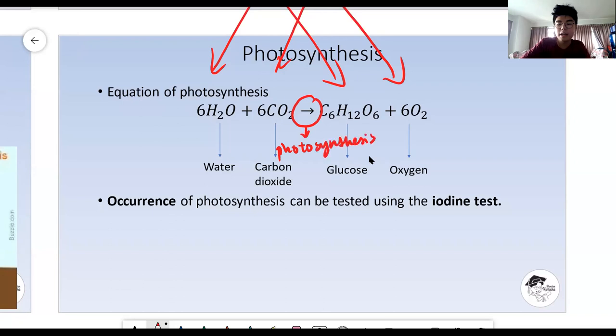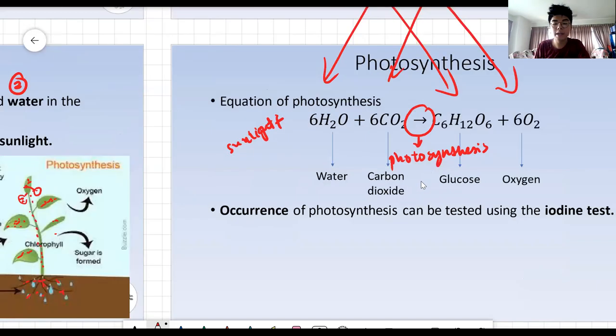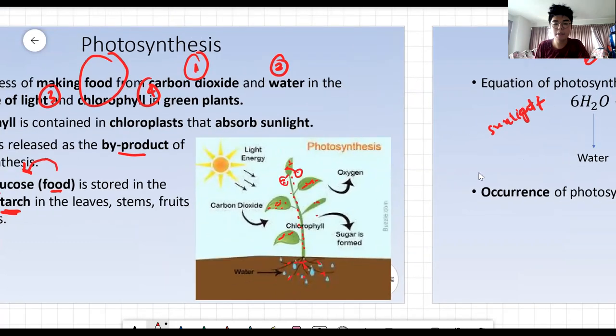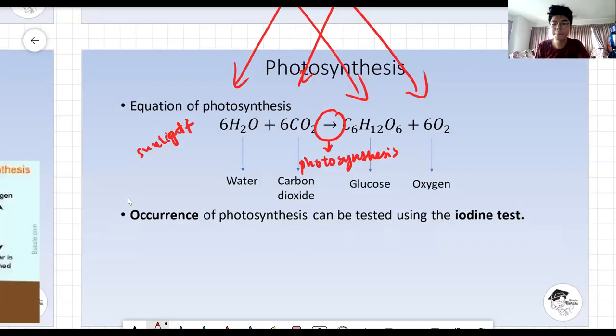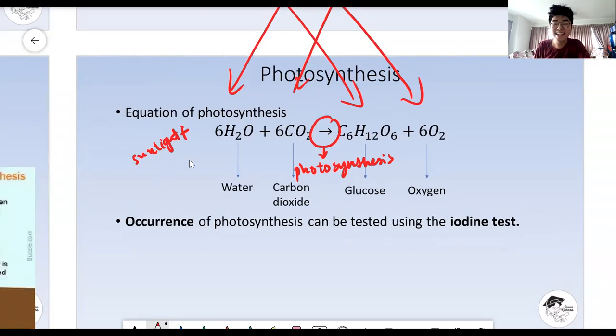Photosynthesis. That means the water and the carbon dioxide and the what? There's one more thing. And the sunlight. Okay, and the sunlight. What else? Okay, let's see from here. Sunlight, carbon dioxide, water. Okay, so that's all. So, add the sunlight to this water and carbon dioxide.